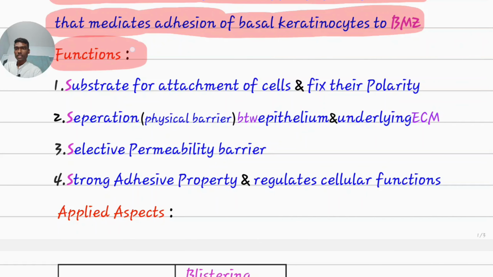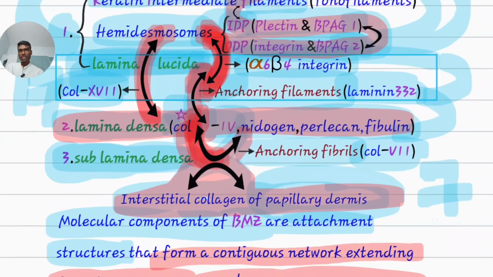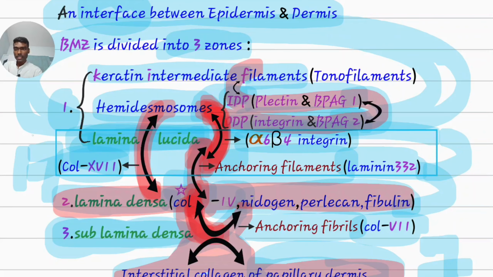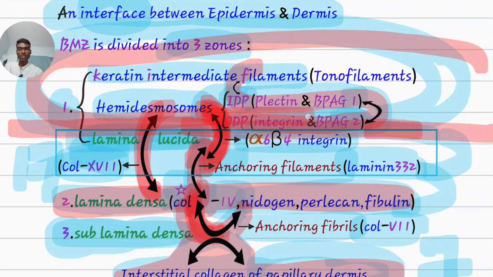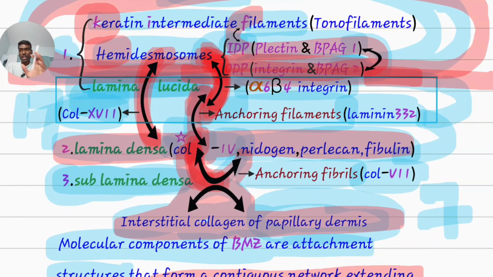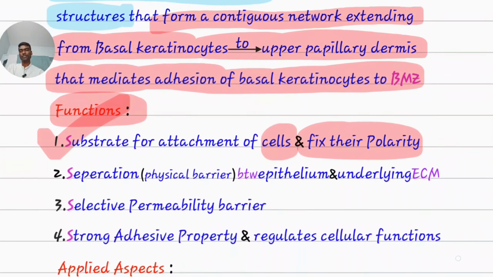Coming to functions, it acts as a substrate for attachment of cells and fixes their polarity. You can see here, it is forming a substrate for attachment of basal keratinocyte. Actually, basal keratinocyte also contributes to basement membrane functionally. That's why we have included keratin intermediate filaments and hemidesmosomes in zone 1 itself. But anatomy-wise, structurally, there are 3 layers. First layer lamina lucida, second densa, and then sublamina densa.